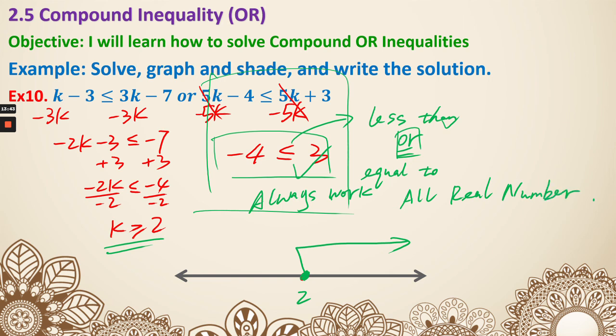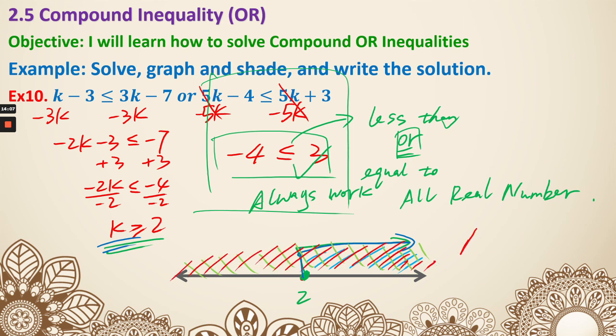So I'm gonna change the color for the first one. So I shade the first one, that means I will be shading this part. But I'm shading the second one, which is all real number. That means I am shading everything that is a real number. So finally, when we need a shade for the answer, anything that is shaded is going to be an answer. So final answer is still all real number.